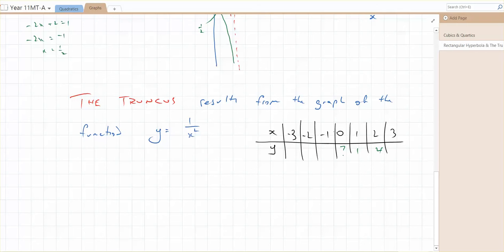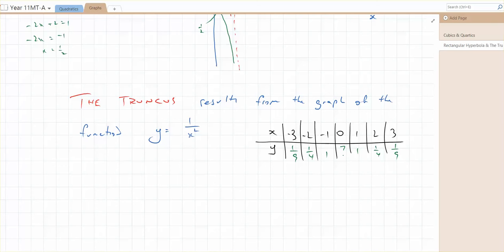Am I getting this right? I'm not getting this right. Someone stop me. That's not right, let's get rid of that. 1 over 2 squared is 1 over 4. 1 over 3 squared is 1 over 9. Back this way, 1 over minus 1 squared: square minus 1, you get 1. Square minus 2, you get 1 over 4. Oh hang on, we're getting the same results over here as we did here.